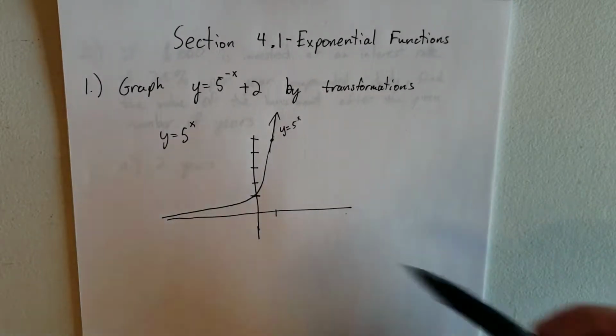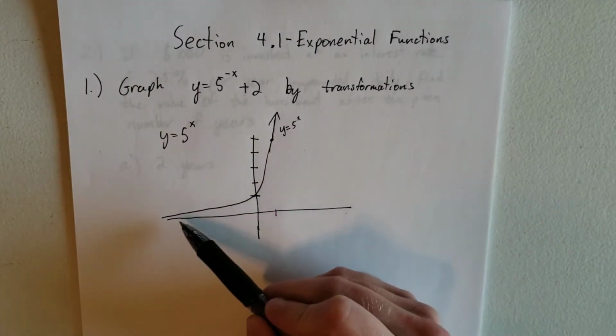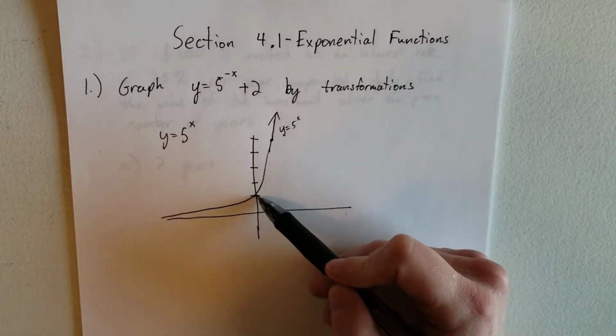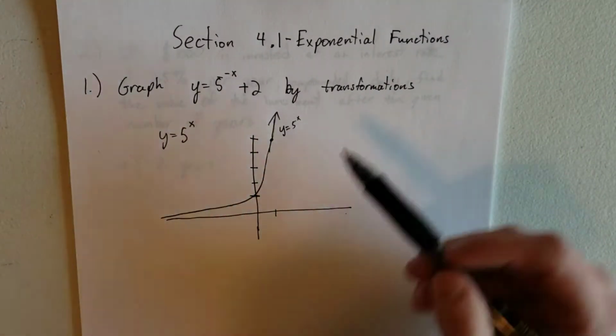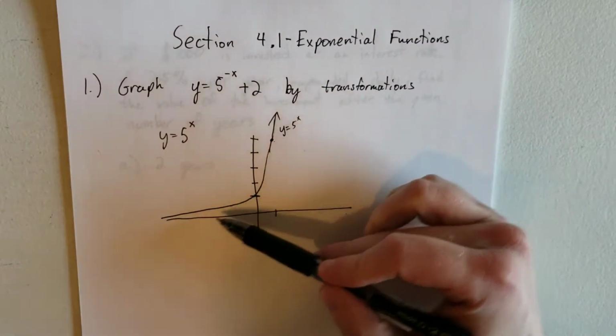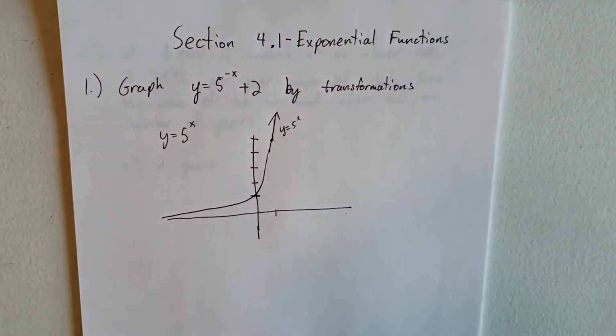In this case, I've actually already drawn the graph of our base function here, y equals 5 raised to the x. Notice that when x is 0, we get y is 1, so I plotted that point. And when x is 1, we get y is 5, so I plotted that as well, and drew the exponential function connecting those two values.